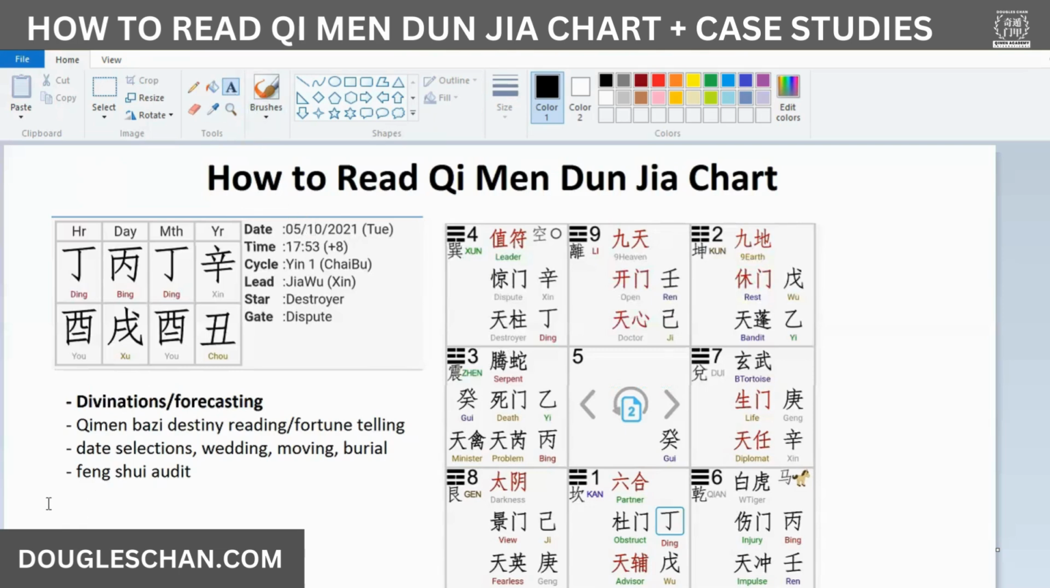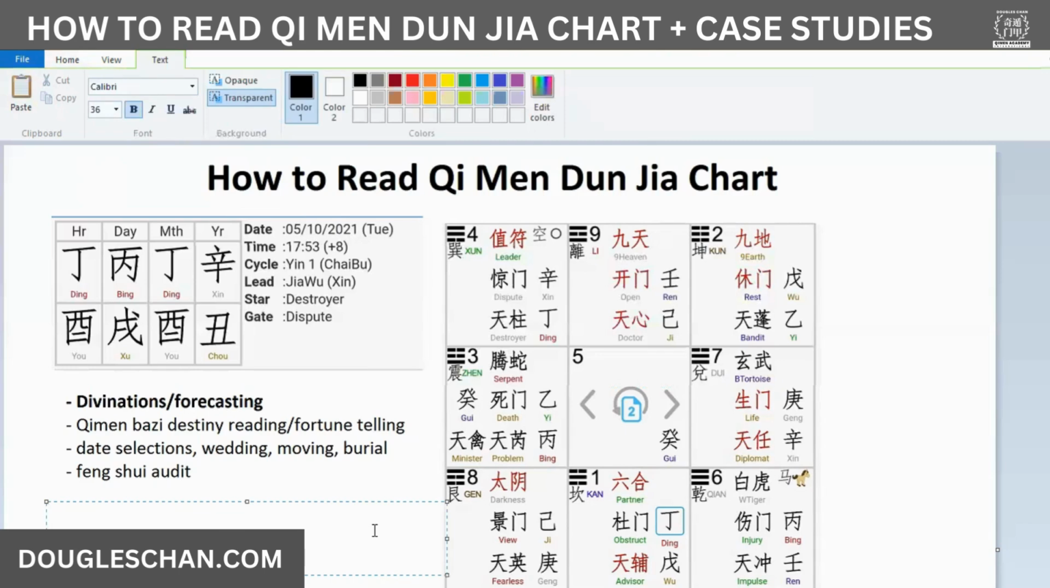Suppose somebody, an asker or customer, asks me whether a business venture is going to be profitable or not. I will base my answer on the information provided, the current time and the current date, and this chart is plotted based on the current time. So this chart itself is able to give us a specific answer.